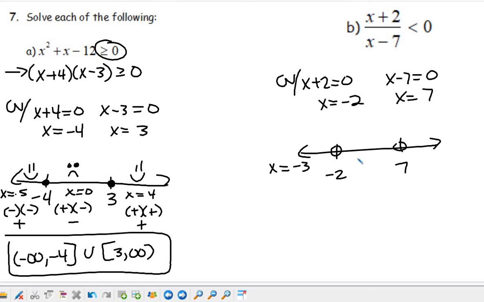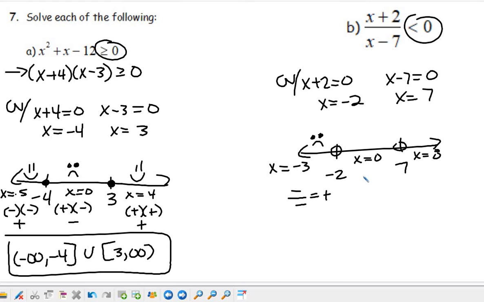So I'm going to pick a number in each section. Doesn't matter what you pick, just make sure it's in the right section. I'm going to plug into the original. Negative 3 plus 2 is a negative. Negative 3 minus 7 is a negative. And two negatives make a positive, which is not what I'm looking for because it says it wants less than 0.